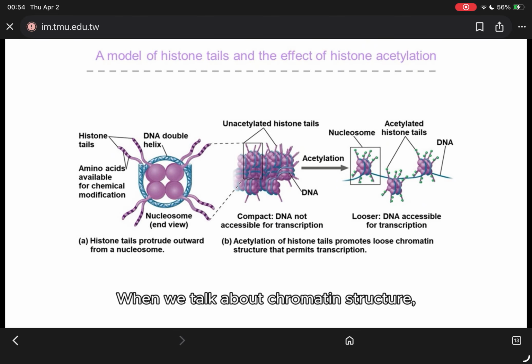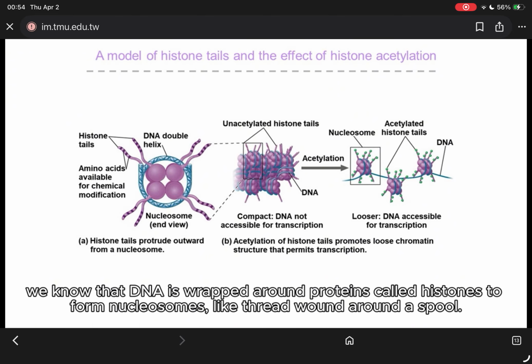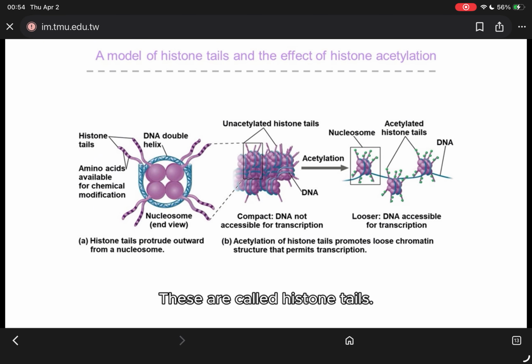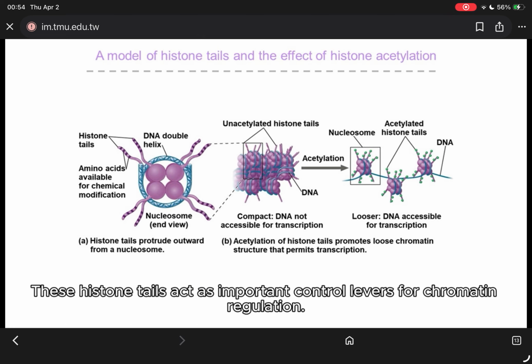When we talk about chromatin structure, we know that DNA is wrapped around proteins called histones to form nucleosomes, like thread wound around a spool. The ends of these histone proteins, especially H3 and H4, stick out from the nucleosome. These are called histone tails, and they are not just decorative. These histone tails act as important control levers for chromatin regulation.